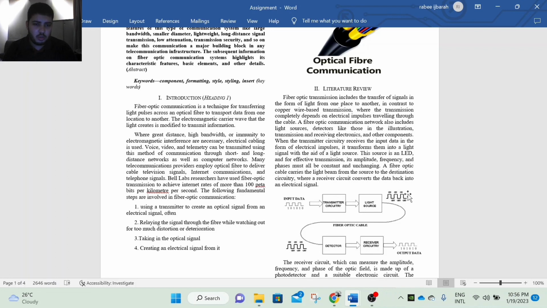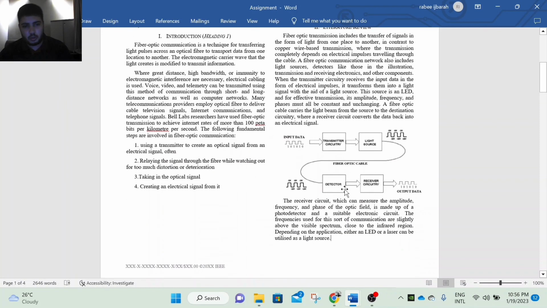First, using a transmitter to create an optical signal from an electrical signal. Second, relaying the signal through the fiber while watching out for too much distortion or deterioration. Third, taking in the optical signal for creating an electrical signal from it.